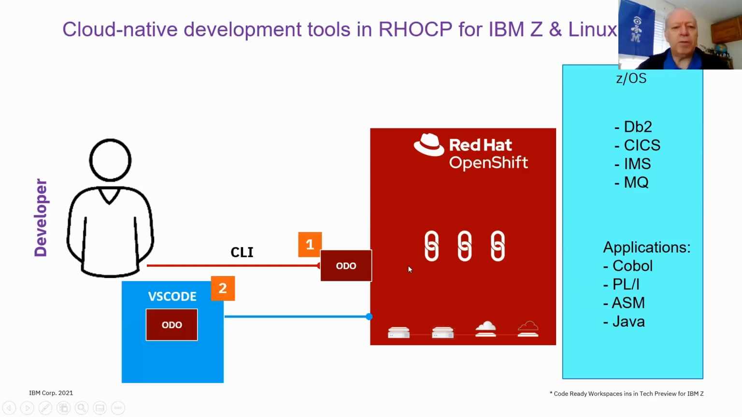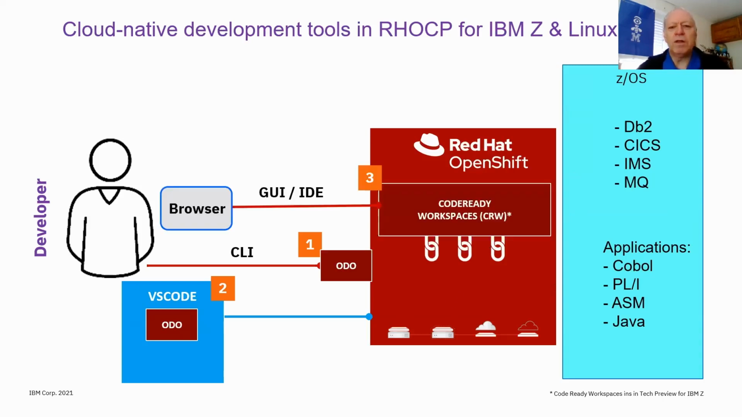The second capability you have is you can use Microsoft Visual Studio Code. Visual Studio Code can use odo as a plugin, and again, through the existing tool, if that's a tool that you're using in your enterprise, you can use VS Code and odo as a plugin to develop those applications for OpenShift. And the application from OpenShift can then access your z/OS. We're coming in a minute to that.